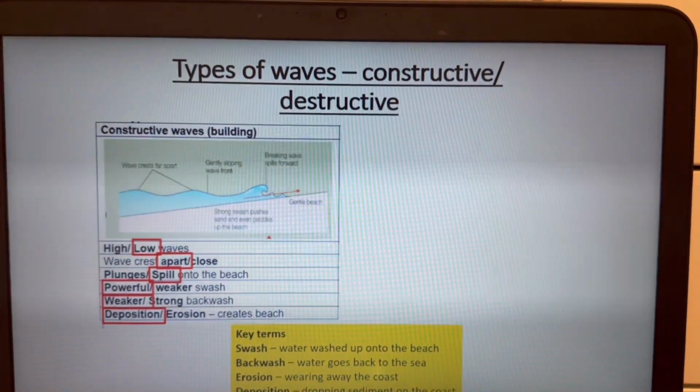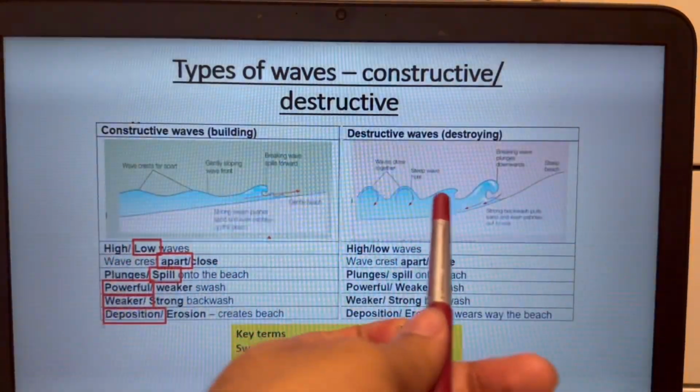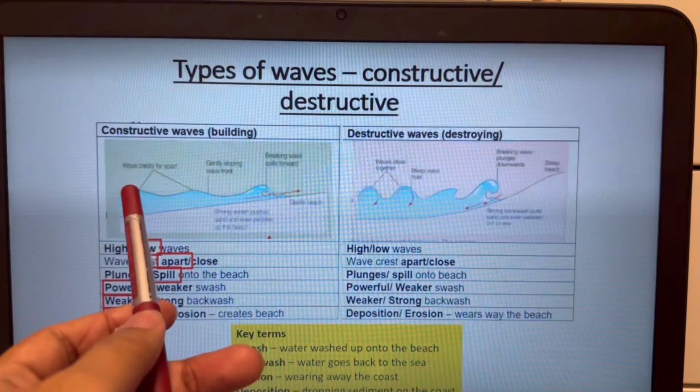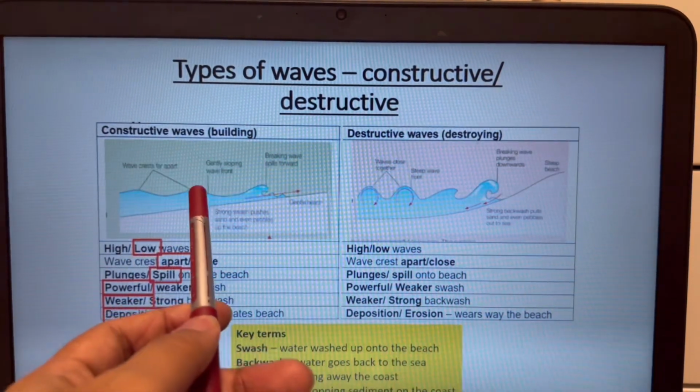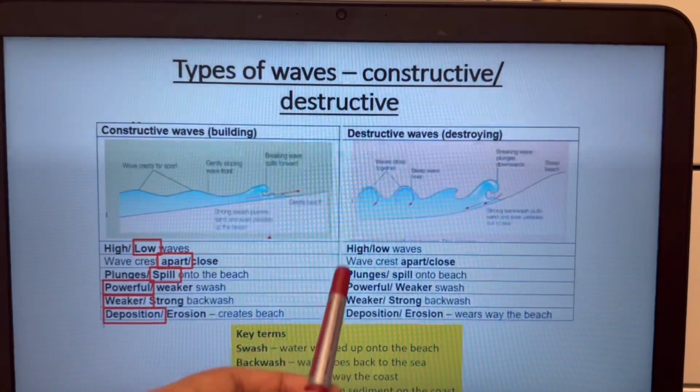Now let's have a look at destructive. It's exactly the opposite. Just look at the difference between the waves. You can already tell in terms of power and energy. Look at the crests further. That's one crest, that's another crest. But look at these two crests. They're so close together. But anyway, let's go through the categories.